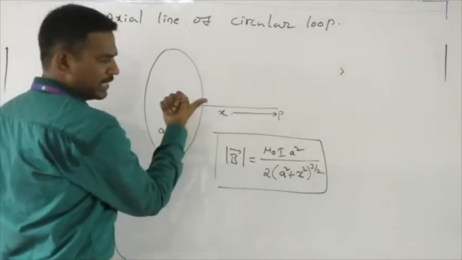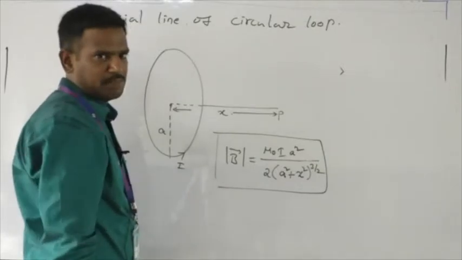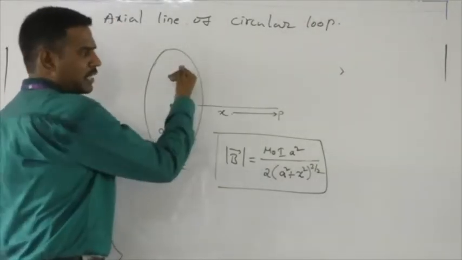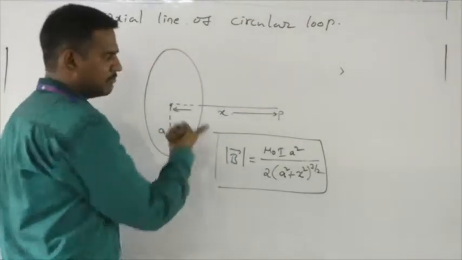That means the current is going like this. Now this will be the direction of the magnetic field intensity. We know if it is going into the plane, we keep a cross, and if the magnetic field is out of the plane, we keep a dot. Now how to show it like this? Every time we cannot show it like this.